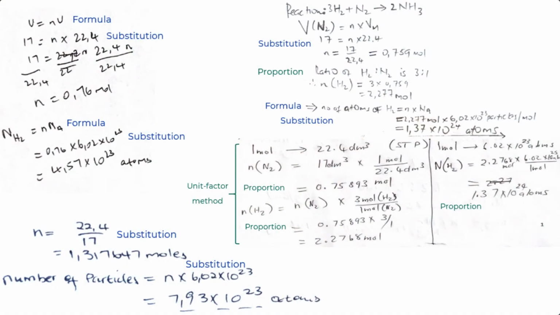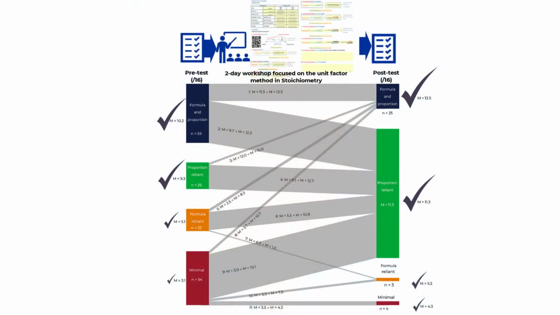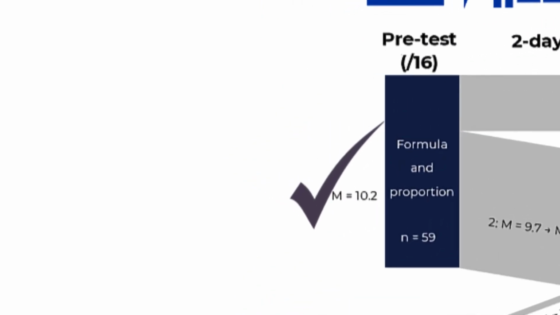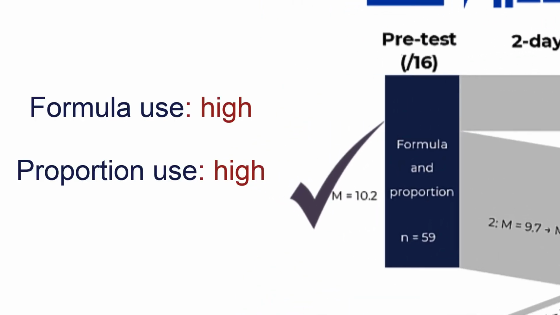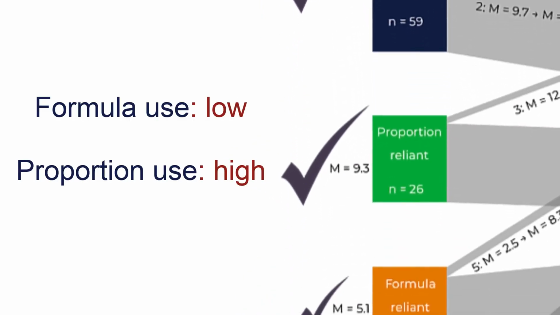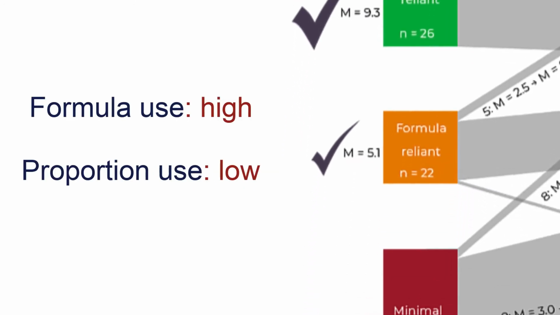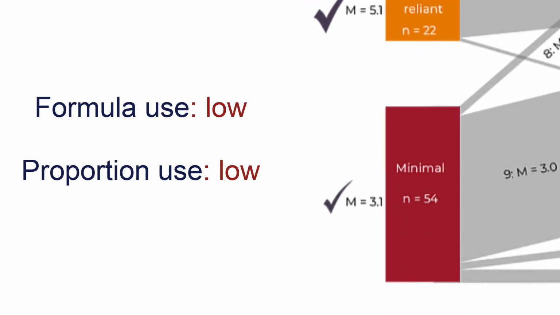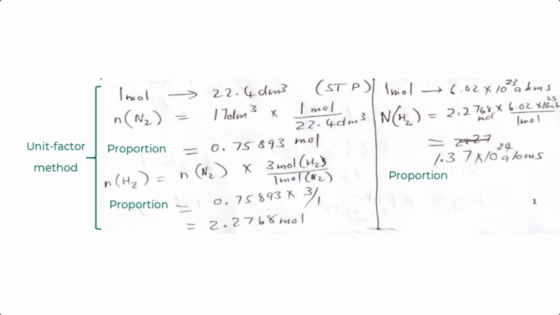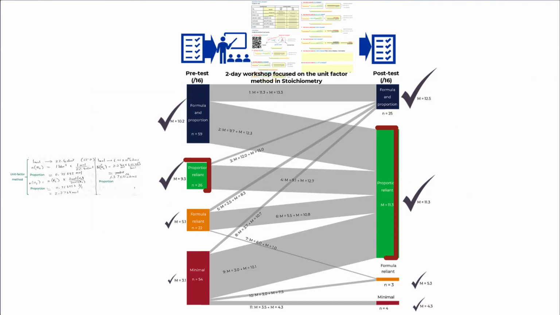Based on counts of use of formulae and use of the mole ratio through proportion, I categorized each teacher's answers for each of the pre- and post-tests into one of these categories: formula and proportion, high use of both; proportion reliant, high use of proportion, low use of formulae; formula reliant, high use of formulae, low use of proportion; and minimal, low use of both. A person who uses the unit factor method for most questions would fall into the proportion reliant category.